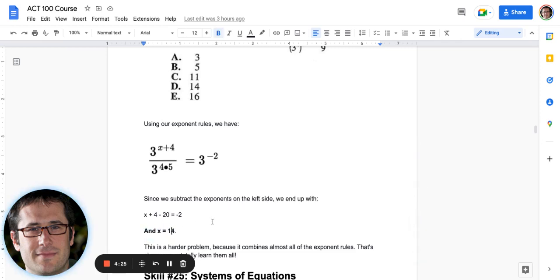Just notice how every single one of these rules was here. And this is an actual ACT problem. This is the first rule about when you multiply with the same base. This is raising an exponent to an exponent. This is negative exponents. And then in the end, we have to subtract these because we're dividing with the same base. So they just throw the kitchen sink at you on a hard problem. There'll be easier problems where it's much more straightforward, but if you want to get everything right with exponents, you just have to know those rules, and then it's just about applying them. And that's it.